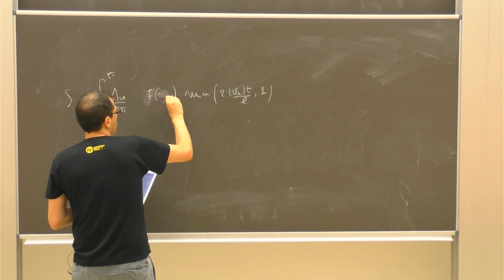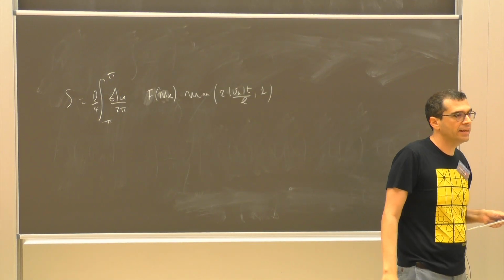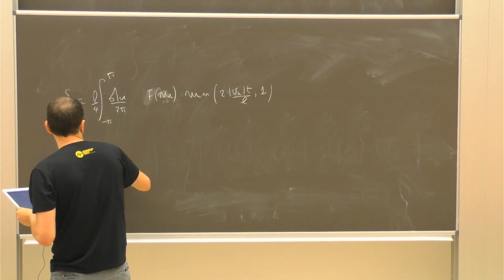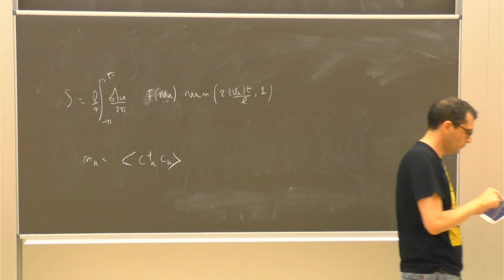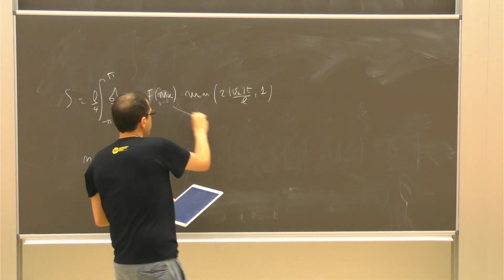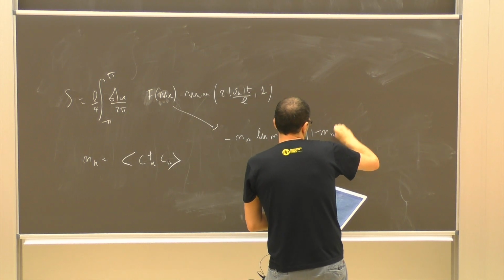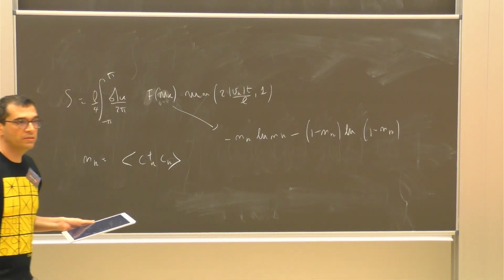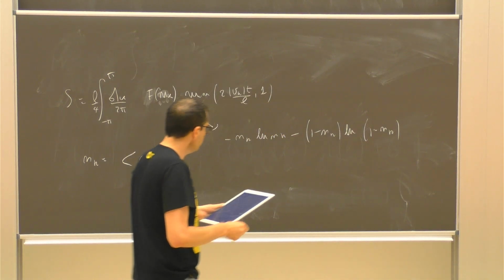But what is A11? It is the occupation density of c dagger k c k. So n_k is equal to c dagger k c k, which is preserved during the dynamics. Now, I told you at the beginning that this object is just minus n of k log of n of k minus 1 minus n of k log 1 minus n of k. What is this object? This is the thermodynamic entropy of the GGE. So how do you see that?